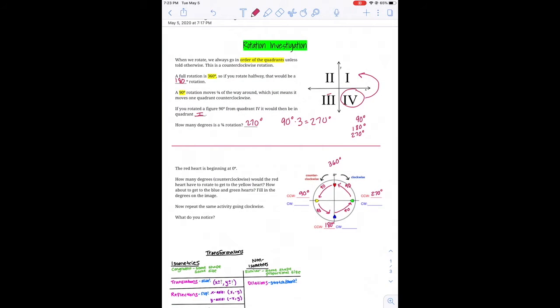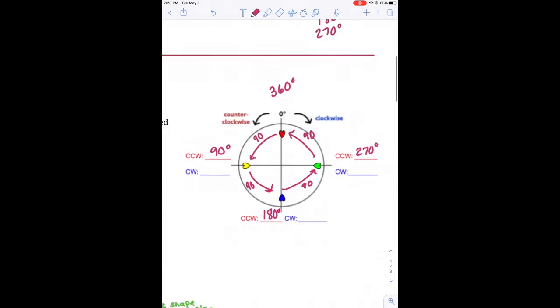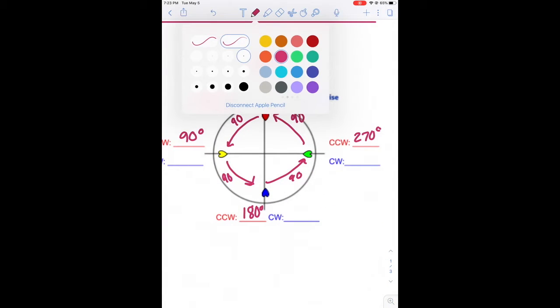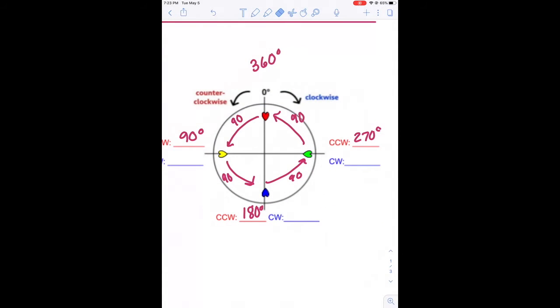Then they ask us to repeat the same activity, but going clockwise instead of counterclockwise. So I'm going to switch to blue so it stands out. I'm going to erase all this extra stuff. So if we're rotating clockwise, we're going in this direction now. And that would make this 90 degrees clockwise.